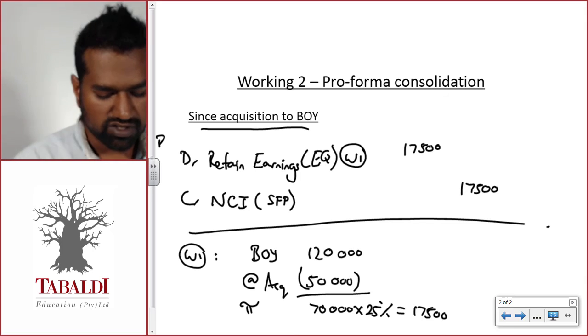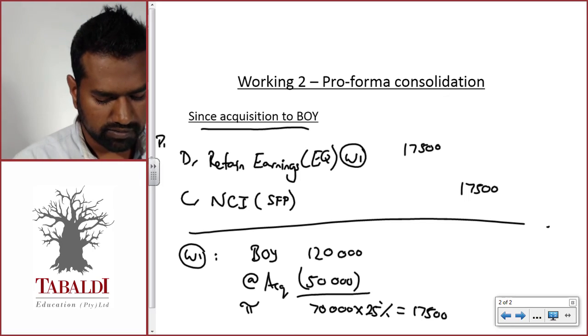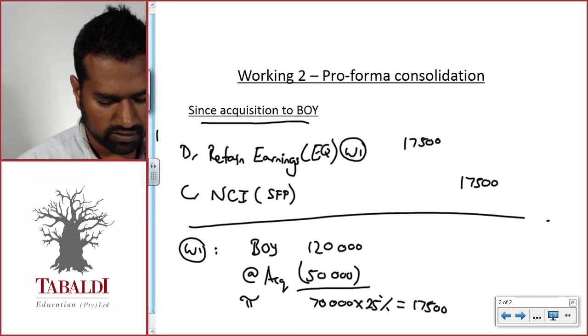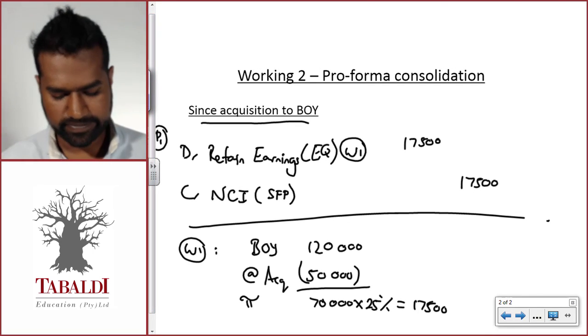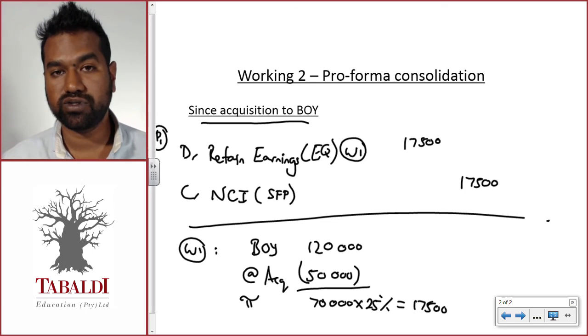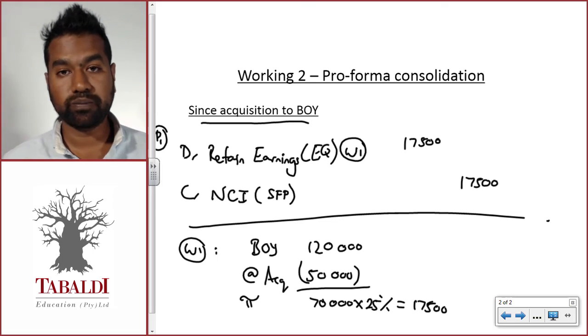The reference for this journal will be P1. Oops, sorry. Yes, P1. Here we go. Awesome. That's how you allocate profits to non-controlling interest relating to prior periods.